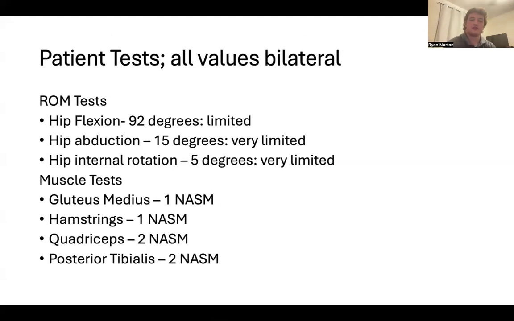Patient tests, all values are bilateral for this. Hip flexion at 92 degrees, that's very limited, with the norm being at 120 degrees or above. Hip abduction, 15 degrees, which is very limited. That should be more about 45 degrees. Hip internal rotation, 5 degrees, also very limited. That should be about 30 degrees as well. Muscle tests, gluteus medius 1, hamstrings 1, quadriceps 2, posterior tibialis 2.